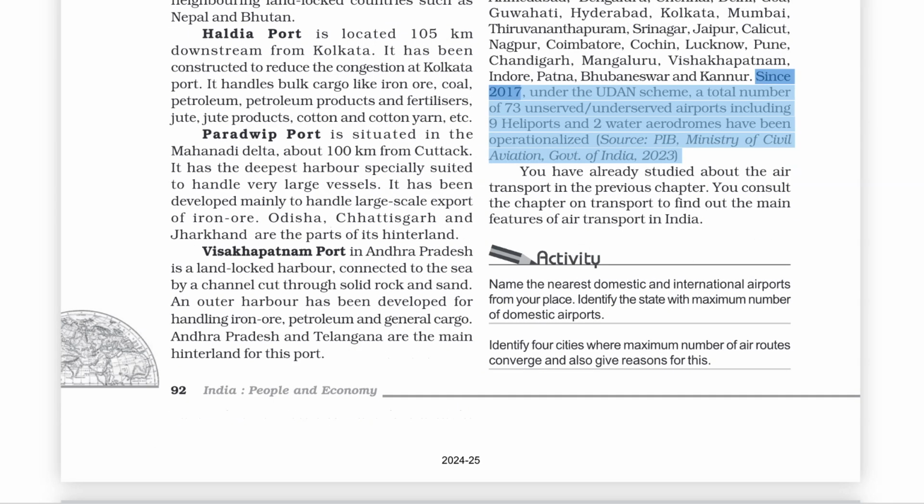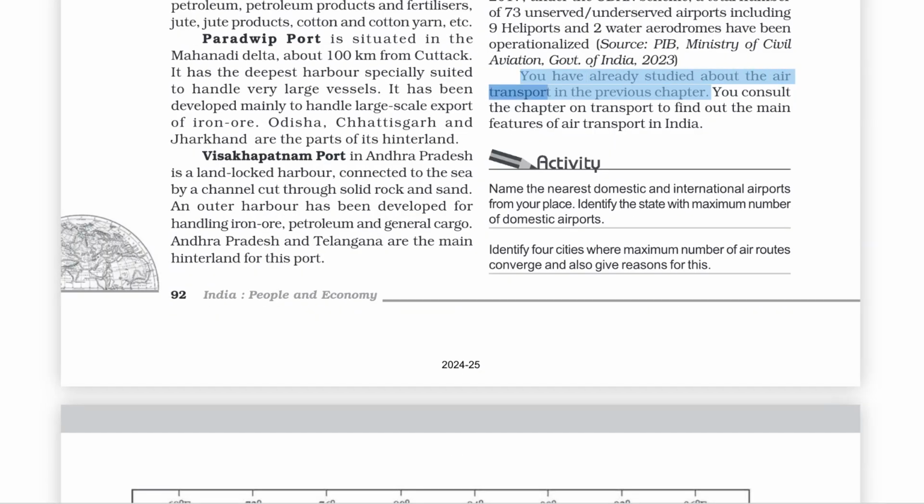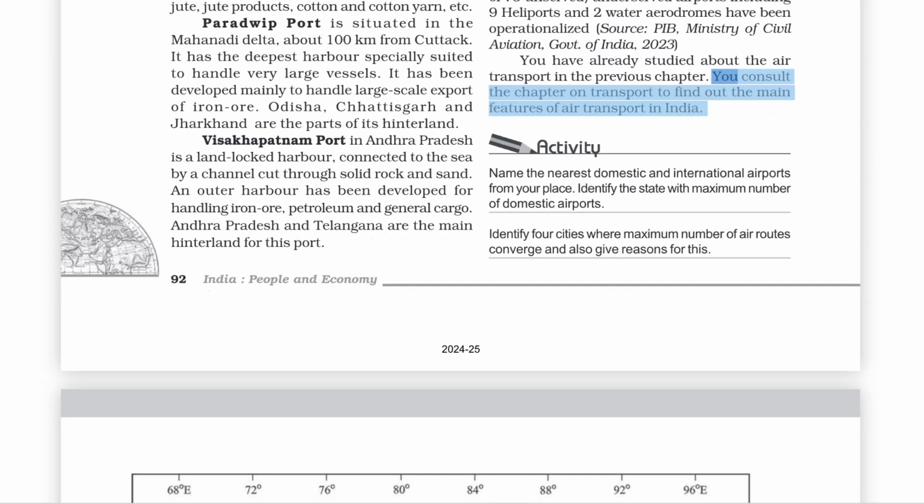Since 2017, under the UDAN scheme, a total of 73 unserved or underserved airports, including 9 heliports and 2 water aerodromes, have been operationalized. Source: PIB, Ministry of Civil Aviation, Government of India, 2023. You have already studied air transport in the previous chapter. You can consult the chapter on transport to find out the main features of air transport in India.